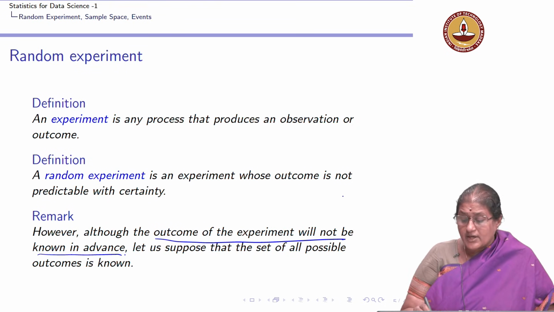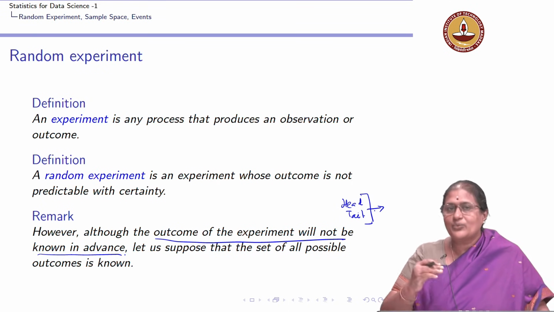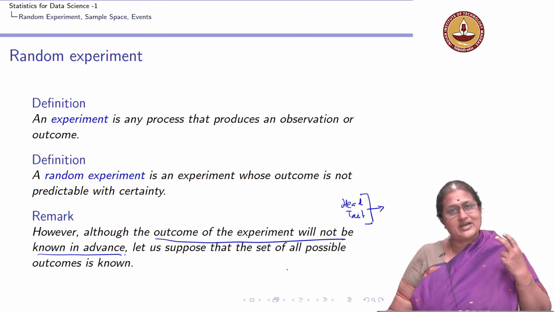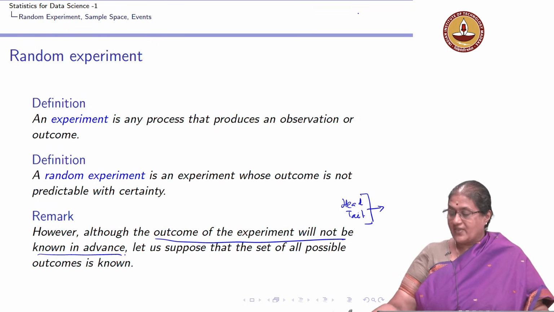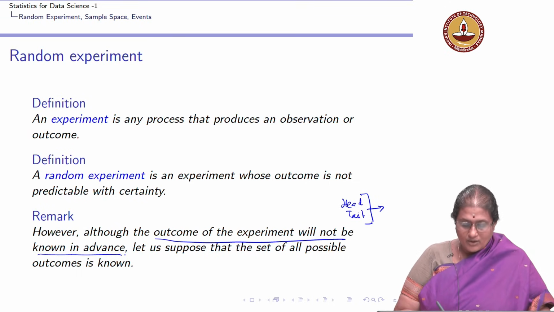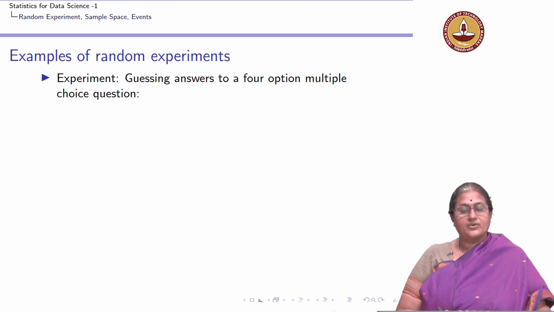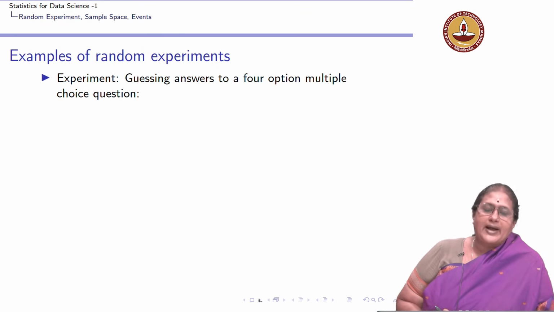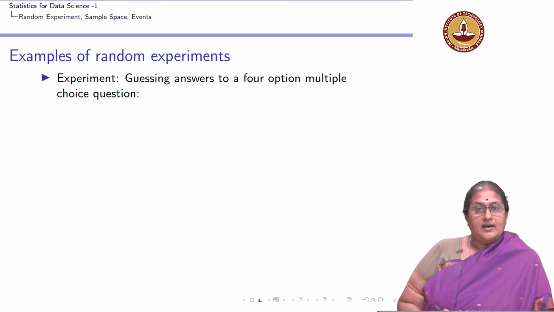So, when I am tossing a coin, I know it would be a head or a tail, but I do not know whether it would actually be a head or tail. Though there are two possible outcomes, I know what the possible outcomes are, but I do not know whether it would actually be a head or a tail. Okay. So, now let us look at examples of a few random experiments.